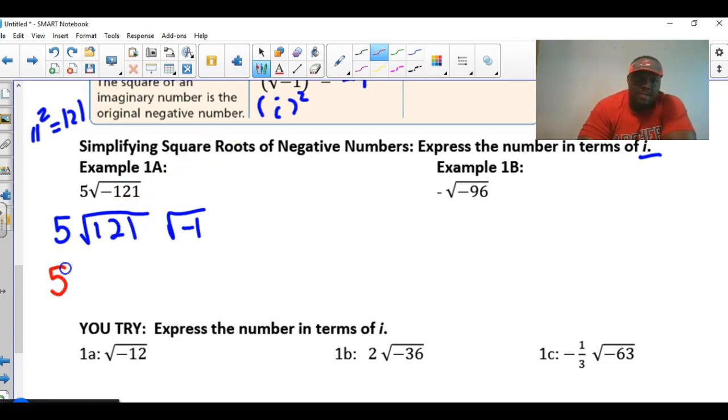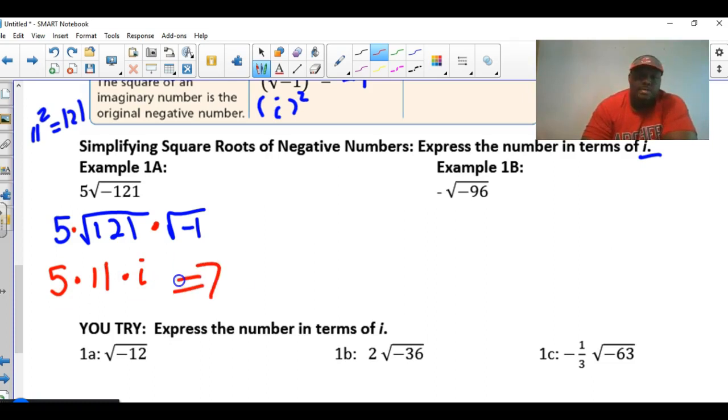So I'm going to have 5. And you guys remember, this is multiplication. All this is multiplication. These are factors of that. So 5 times 11. And again, the square root of negative 1 is always i. Okay? So now we just got to put all this together. We have 5 times 11 times i.